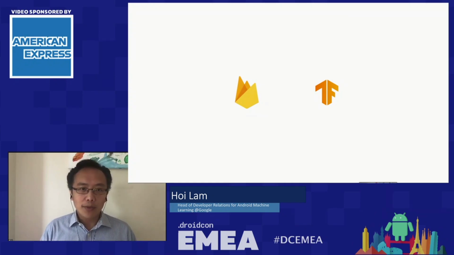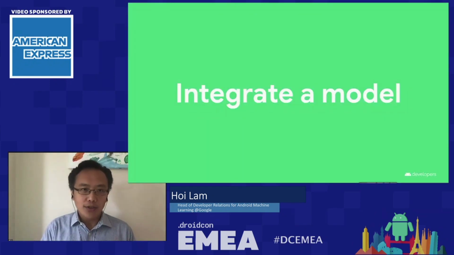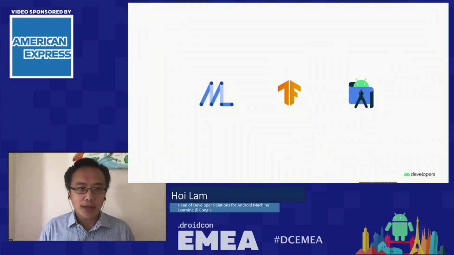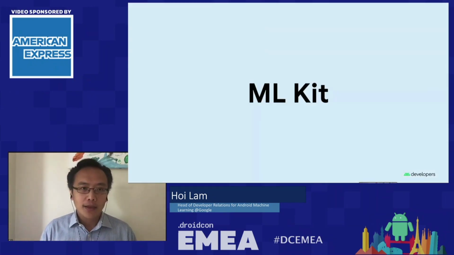So once you have got the model, how do you integrate it into your Android app? Here we have three solutions that you can potentially look at. The first one is MLKit. Second, the TF task library, the TensorFlow task library. And last but not least, the Android Studio ML model binding. Let me quickly run you through all three of these solutions.